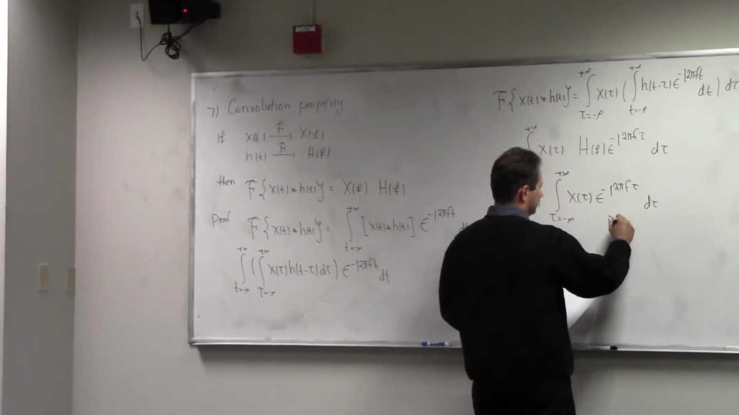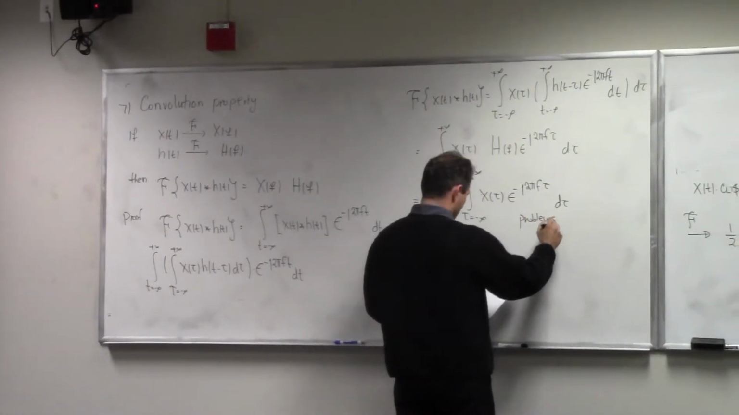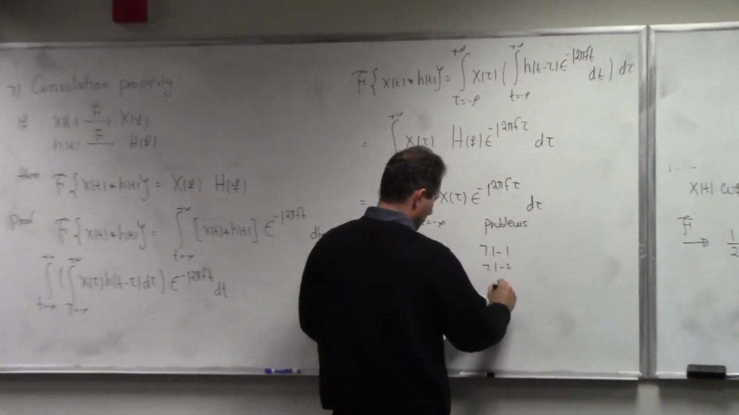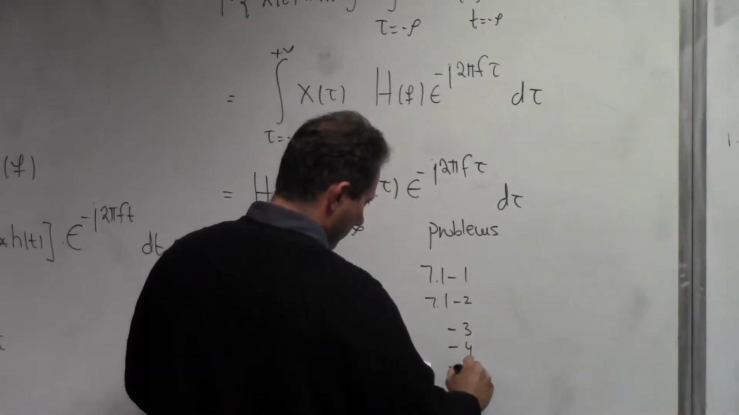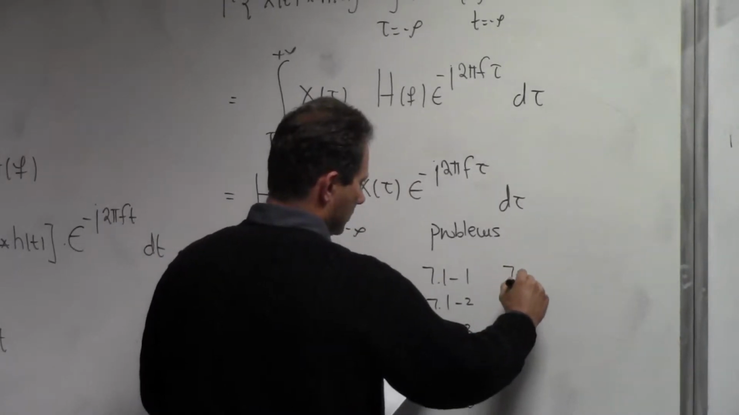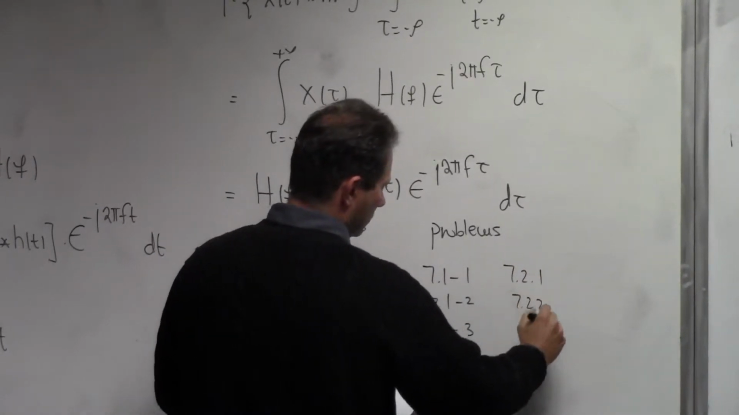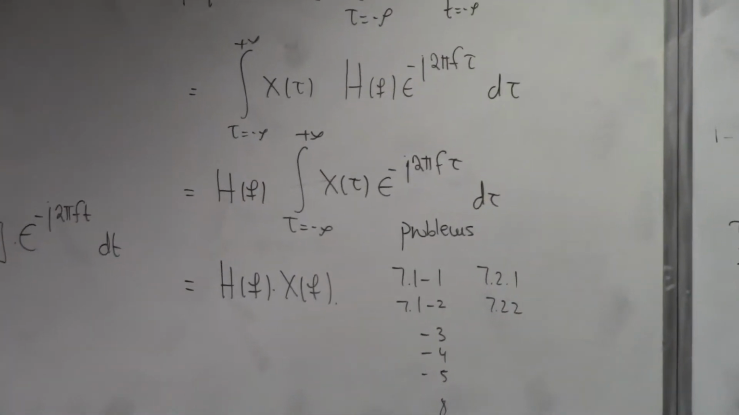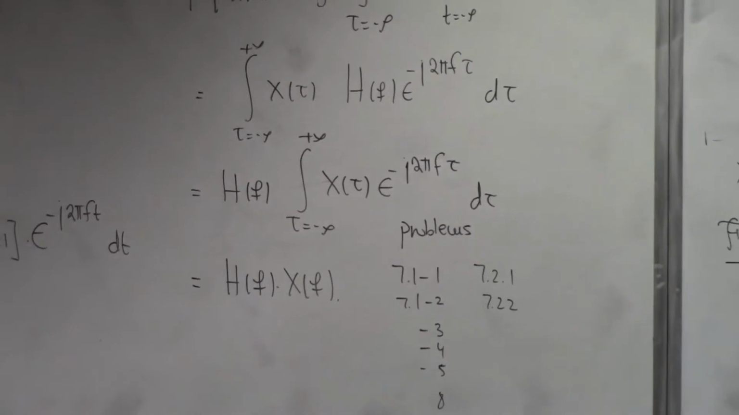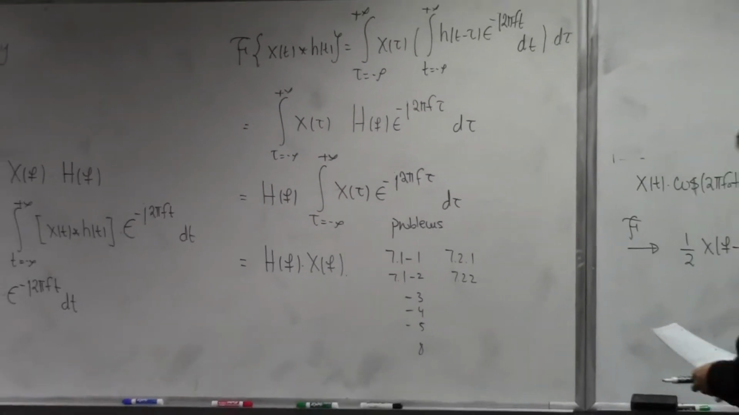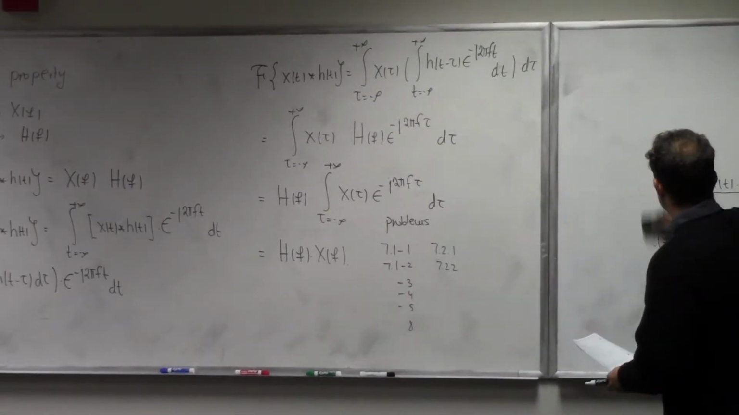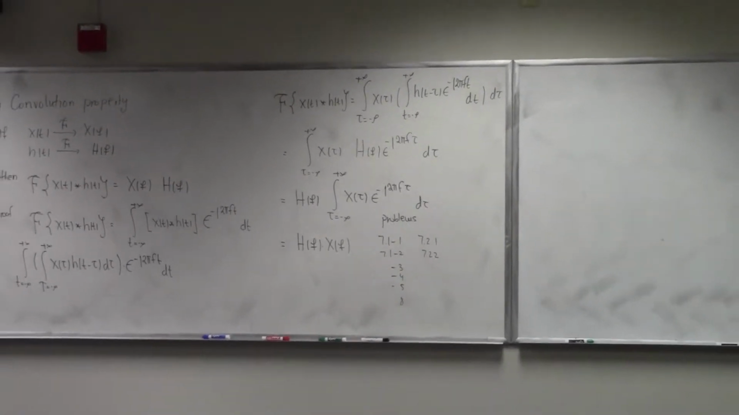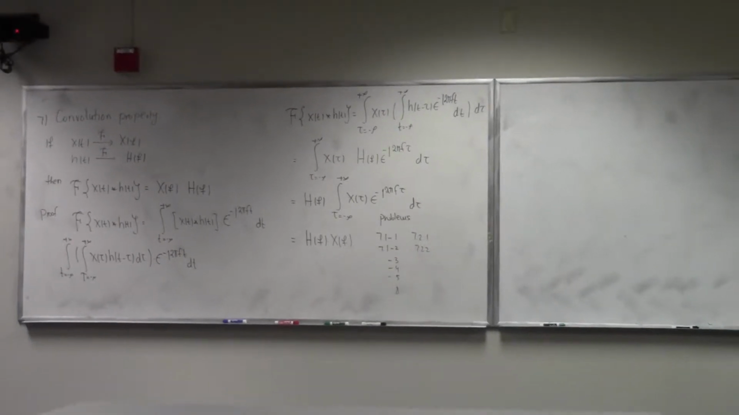So the problems are 7.1.1, 7.1.2, 3, 4, 5, 8, 7.2.1, and 7.2.2. So those are the problems that cover this kind of material. So going back to your question, is this like frequency domain and time domain? It's exactly like that.